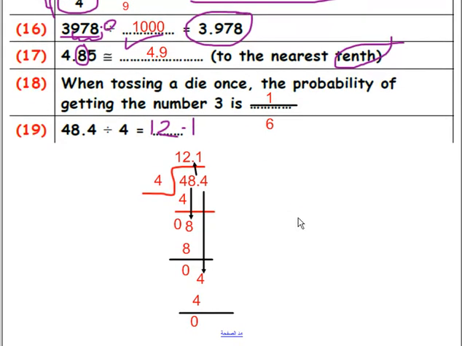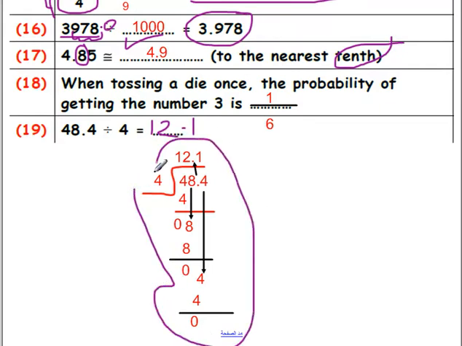If you want to make it as long division, these are the steps. Okay, 4 divided by 4 equals 1. 1 times 4 equals 4. Make subtraction. 4 minus 4 equals 0. Bring down 8 and divide again. 8 divided by 4 equals 2. Make times. 2 times 4 equals 8. Make subtraction. 8 minus 8 equals 0.